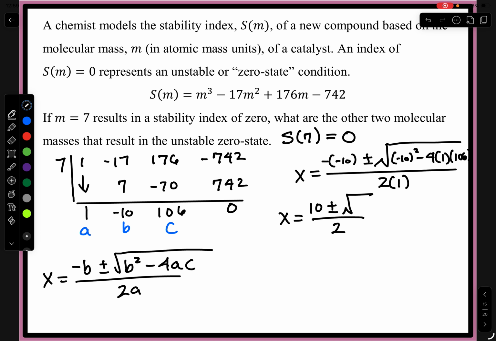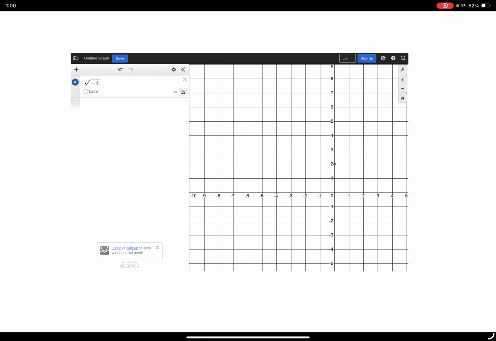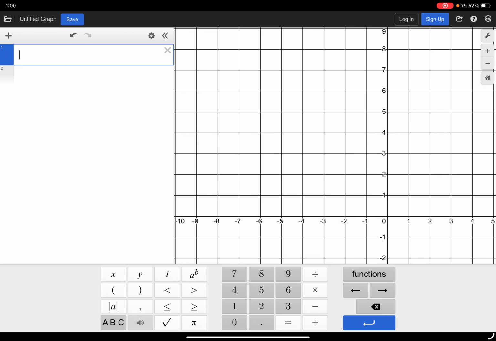So now to figure out that value that's going to go inside here, we're going to do this operation. So let's plug this into Desmos here. Let me delete that, and we're going to write in, like I mentioned, negative 10 to the second power minus 4 times 1, and then times that 106. And that gives us a total of negative 324.